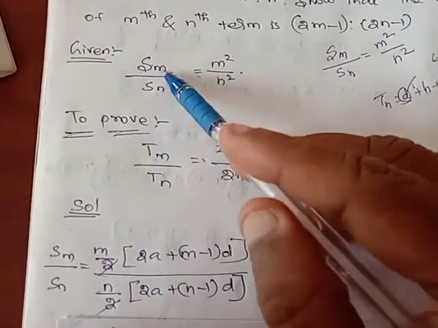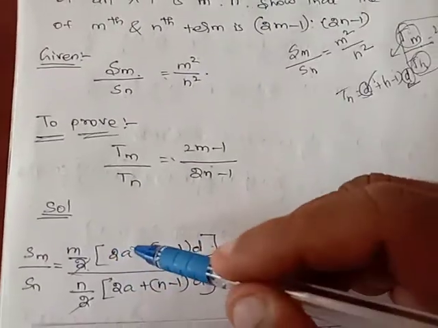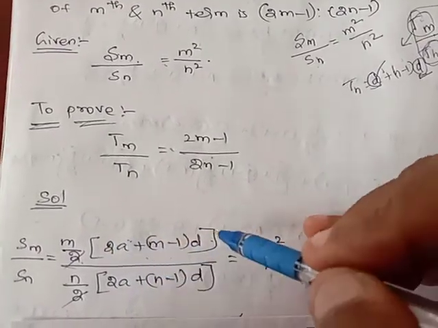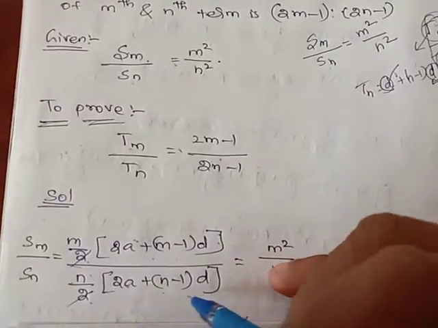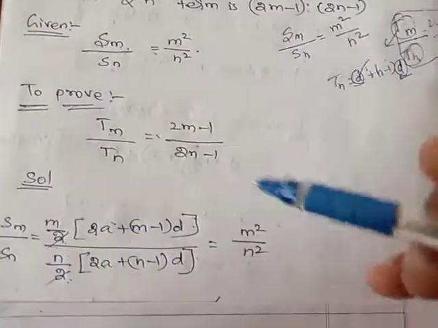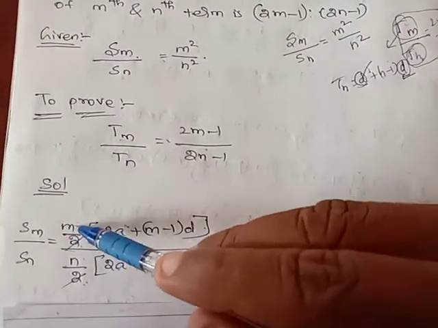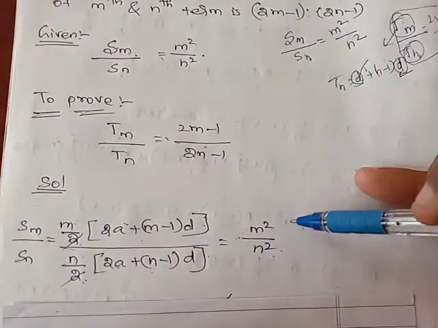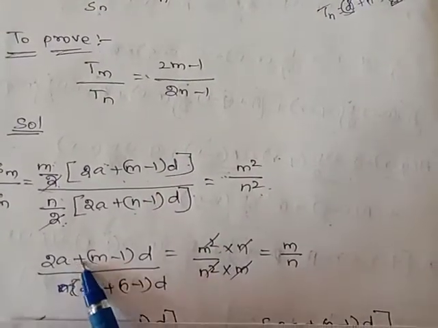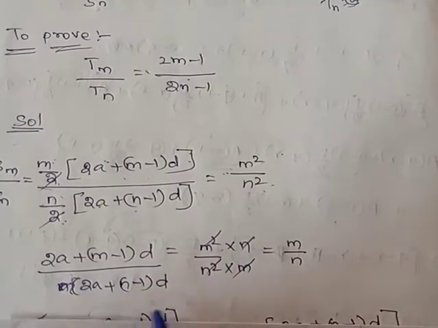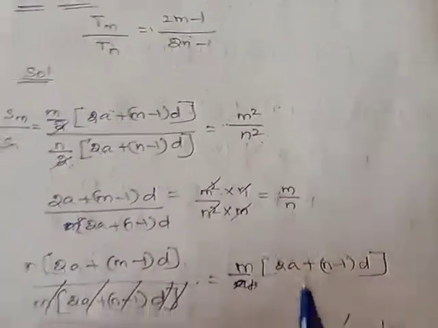Sum of m terms is m by 2 into 2a plus m minus 1 into d. Here in this AP we take the first term as a and the common difference as d. Sum of n terms, the formula is n by 2 into 2a plus n minus 1 into d. Here the 2 gets cancelled and it is given in the problem that the value is m square divided by n square. Now this m can be transferred to the opposite side and n can be transferred to the opposite side and we can cancel them. So we get 2a plus m minus 1 into d divided by 2a plus n minus 1 into d as m divided by n, and then we can do the cross multiplication.